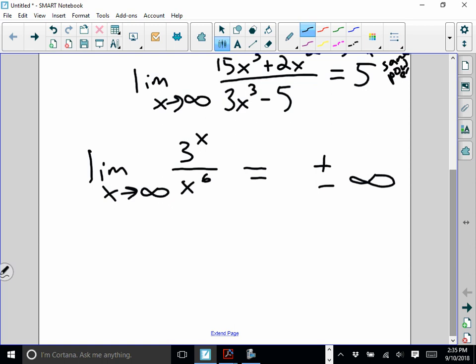Well, let's think about plugging a big number into the top of the function. 3 to a really big number, that's positive, right? 3 to a positive number is always going to be positive. Our sign on top is going to be plus. Also, a really big positive number to the 6th power is also going to be plus. When we have a positive divided by a positive, we get a positive. So our answer is positive infinity. But we need to be careful because there are some tricky things, especially if we throw in negative infinity here. So let's take a look.